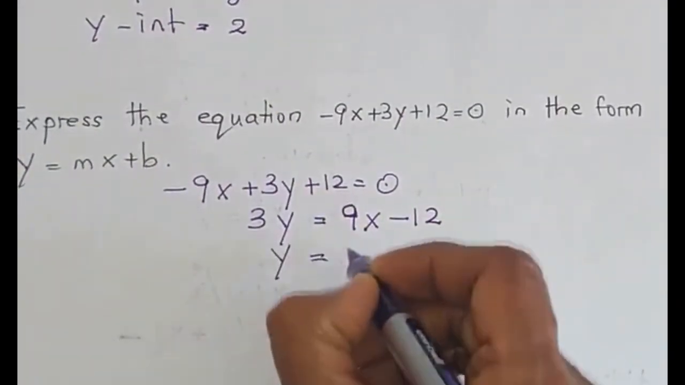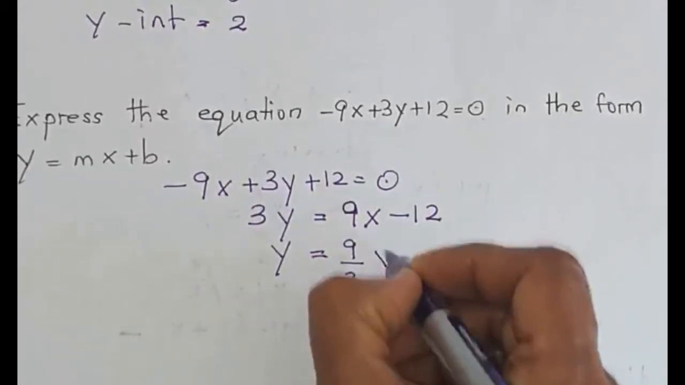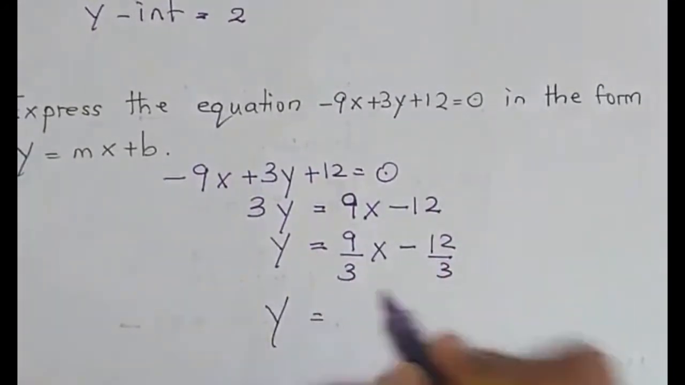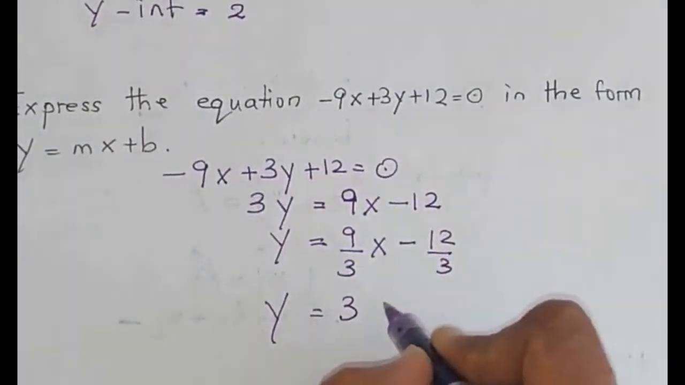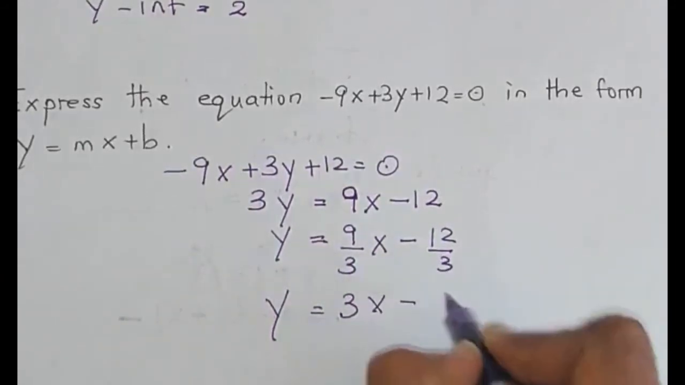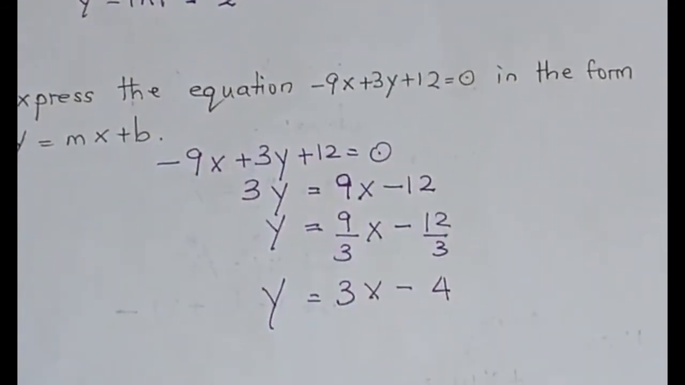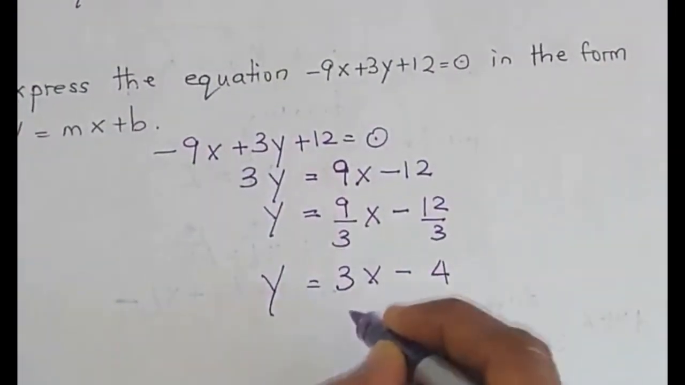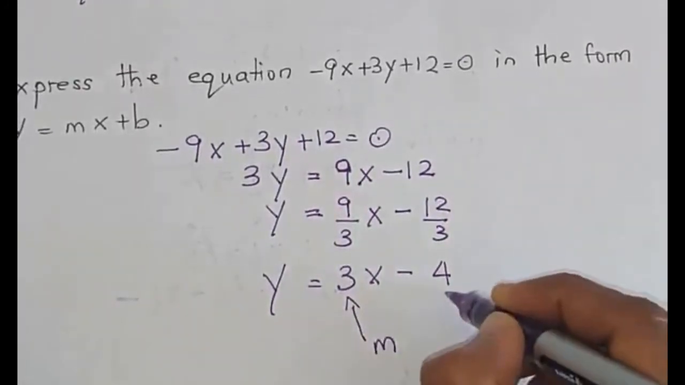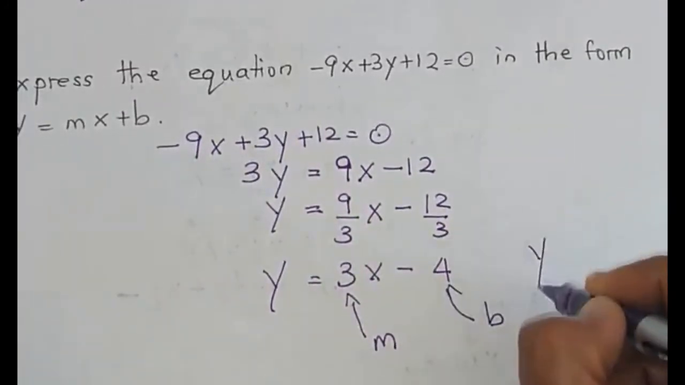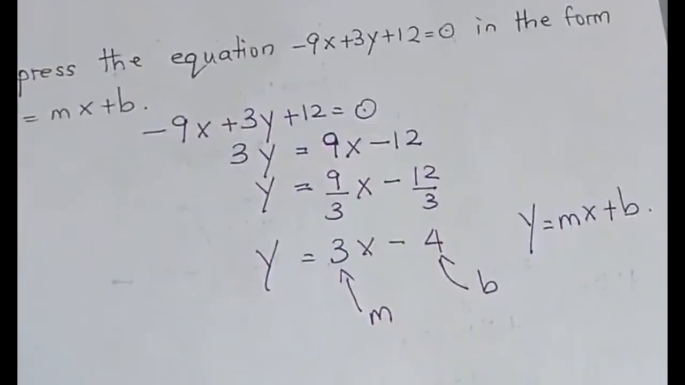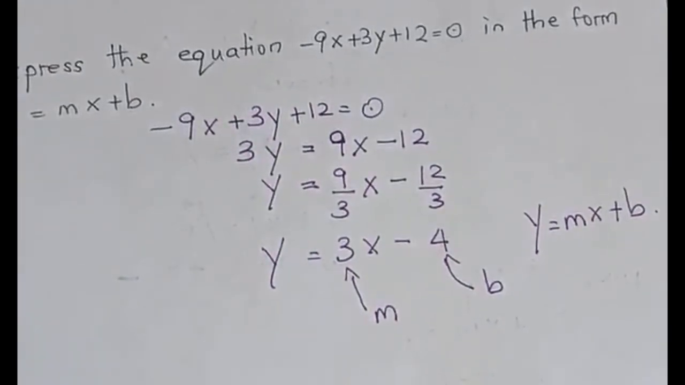So y equals 9 divided by 3, that's x, minus 12 divided by 3. 9 divided by 3 is a whole number, that's 3. 3 goes into 9 3 times, 3x. 12 divided by 3 is 4. So now we have rearranged this equation, which was in standard form, in y equals mx plus b form. We already looked at that. So that's going to be y equals 3x minus 4. So the slope would be 3 and the y-intercept is negative 4.